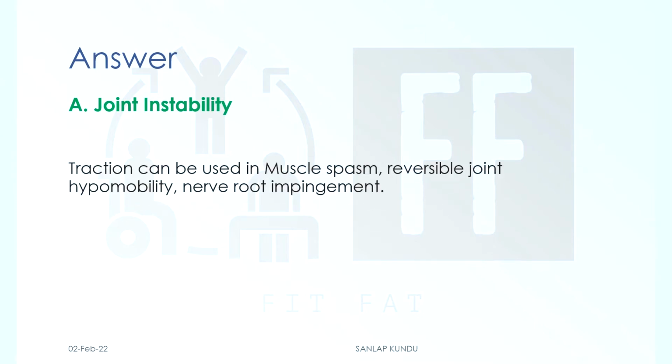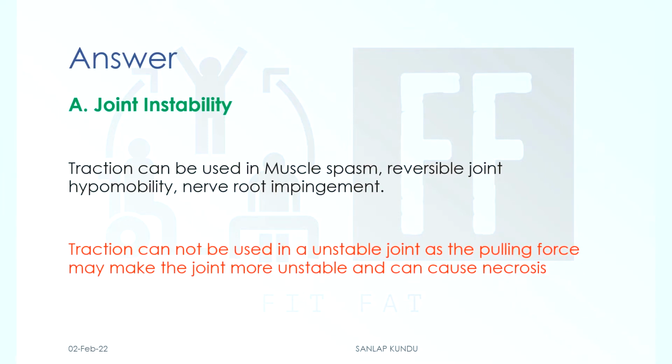Now traction can be used in muscle spasm, reversible joint hypomobility, and nerve root impingement, that is option B, C and D. But it cannot be used in an unstable joint, right? That is option A, as the pulling force may make the joint more unstable and can cause necrosis, right? So the answer is option A.